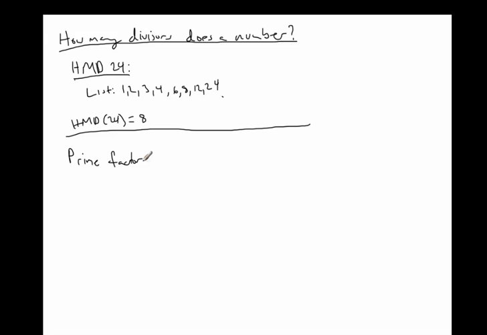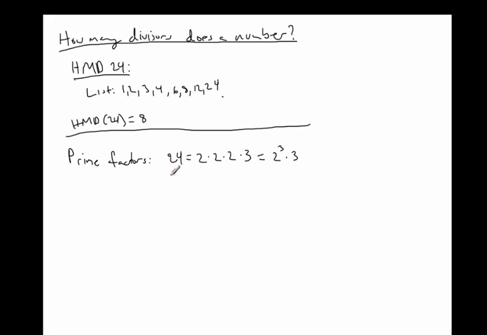Prime factoring 24. All right, so the prime factors of 24: 24 is 8 times 3, and 8 is 2 times 2 times 2, so 24 is 2 times 2 times 2 times 3, which we normally would write as 2 cubed times 3. Okay, so those are the prime factors of 24. Now, while we're at it, let's go ahead and prime factor all the rest of the divisors.